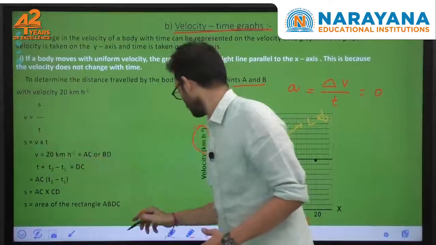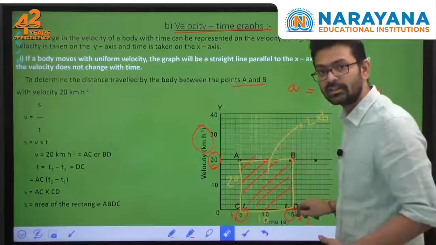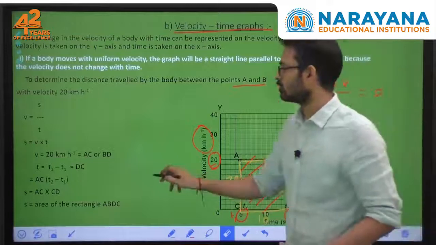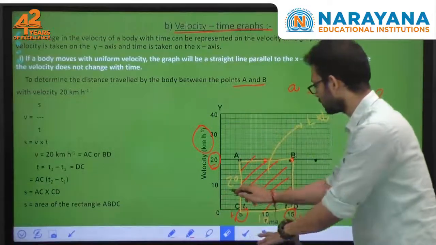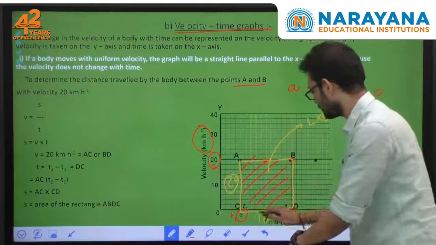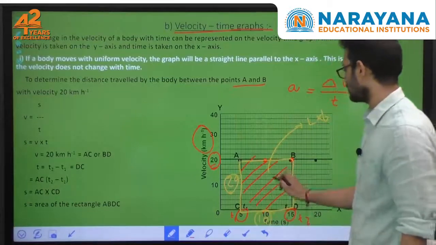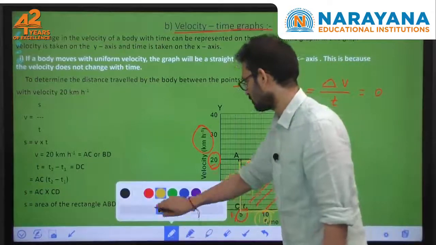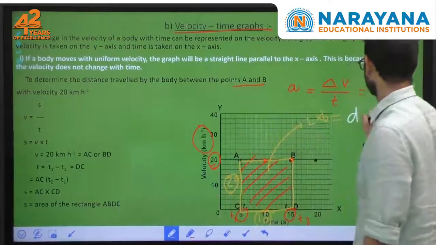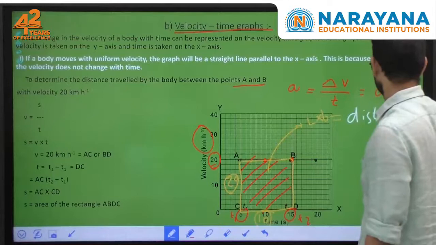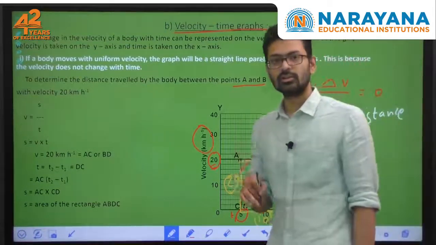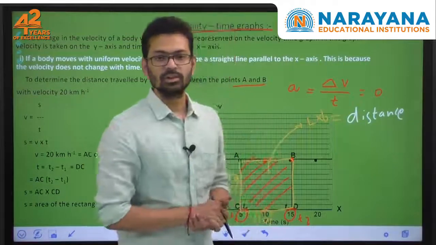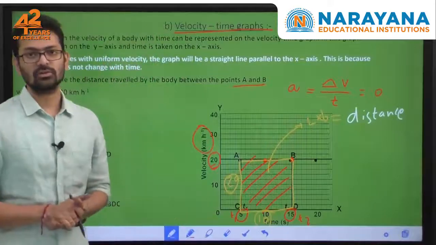20 is velocity, and 10 is the time. So if you want to find the area, you should multiply this 20 with this 10. This area is nothing but the distance. It is going to represent the distance. So clear? I hope this velocity-time graph is also clear for you.